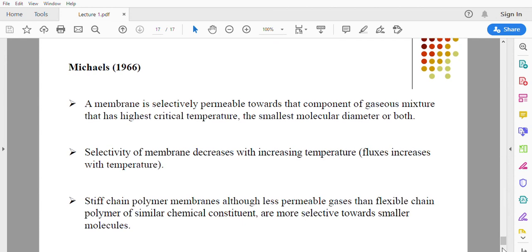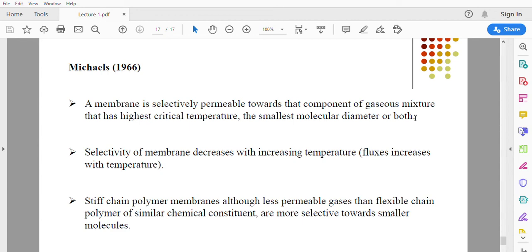Now there are some rules given by Michel in 1966 for gas separation. The first is: the membrane is selectively permeable towards the component of the gaseous mixture that has the highest critical temperature and smallest molecular diameter, or both. Generally this is the thumb rule. The membrane can selectively separate the component from the gaseous mixture which has the higher critical temperature, so the diffusivity will be high, and second, the molecule size will be low.